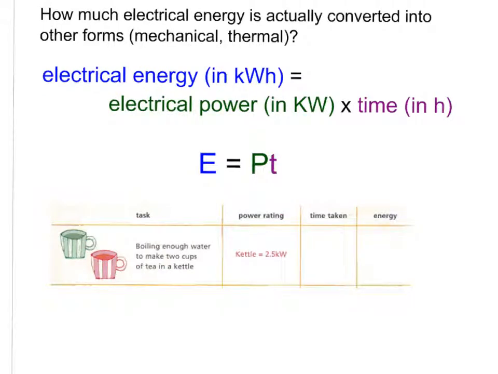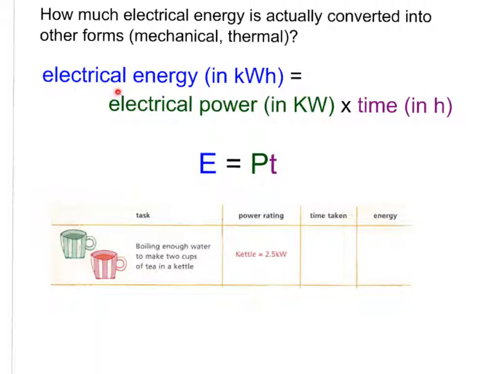So now that we know how to calculate power, we can talk about the amount of energy that we convert from electrical energy into other forms, mechanical energy or thermal energy, in our various devices that we use. And we can do that by looking at this equation. The electrical energy, now this is going to be a little bit strange. The units in this whole equation are a little bit different. We're not going to use all SI units.